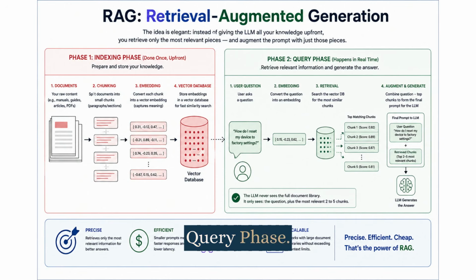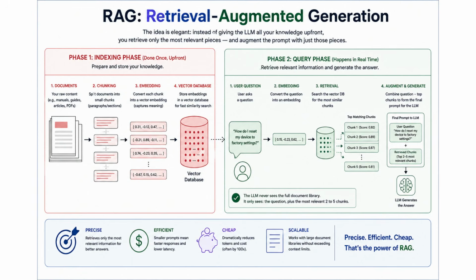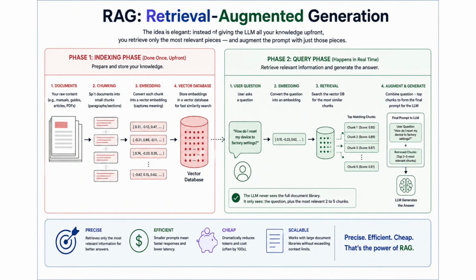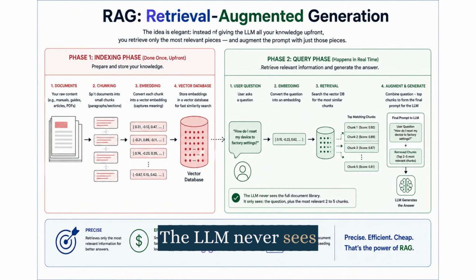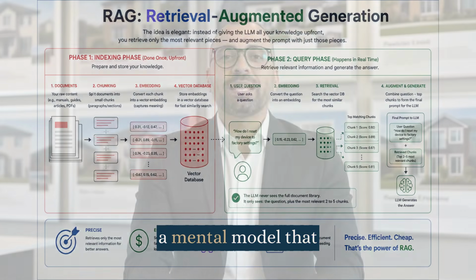Phase 2, the query phase. This happens in real time when a user asks something. The user's question is also converted into an embedding. The system searches the vector database for the chunks that are most semantically similar to the question. Those top matching chunks are retrieved and combined with the original question to form the final prompt for the LLM. The LLM never sees the full document library. It only sees the question plus the most relevant 2 to 5 chunks. Precise, efficient, cheap. Let me give you a mental model that makes this click.